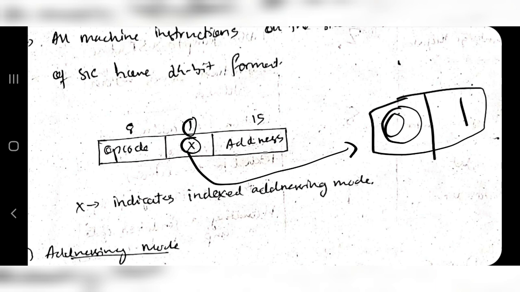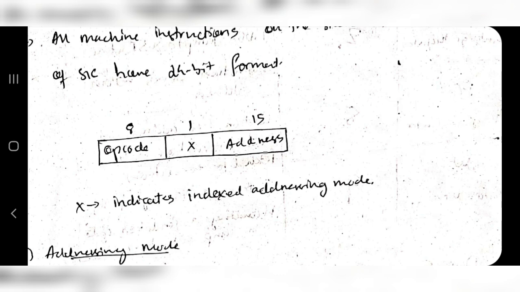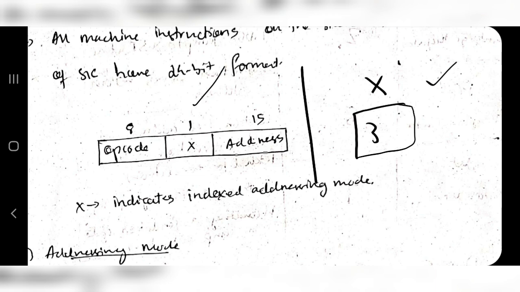0 means X register's value will not be added. 1 means X register's value will be added. Now observe carefully what's happening. There is an X register in the memory, present separately. In X there is a value like 300. The address is suppose 1000.